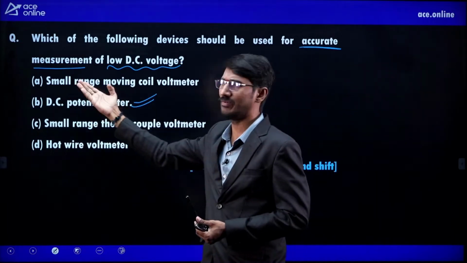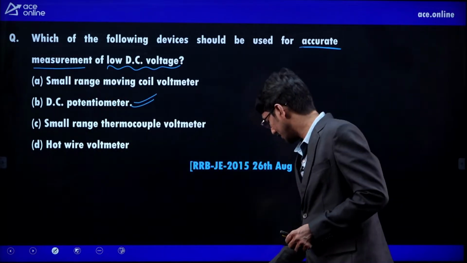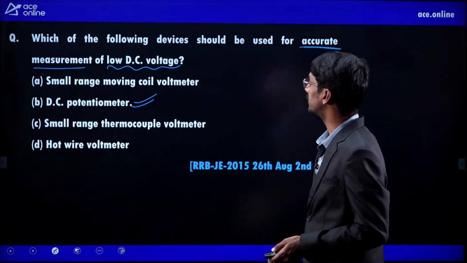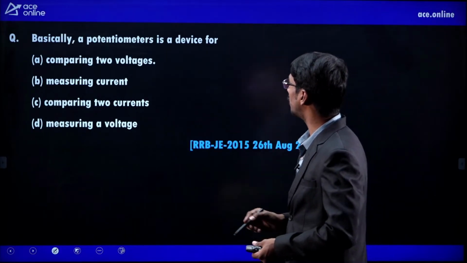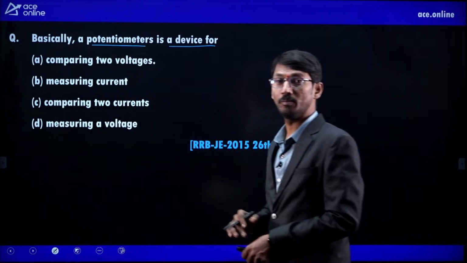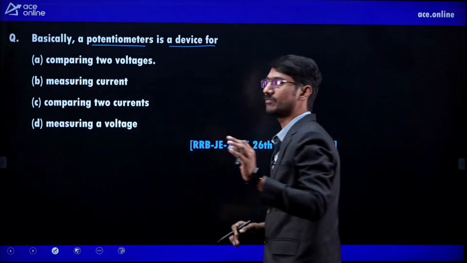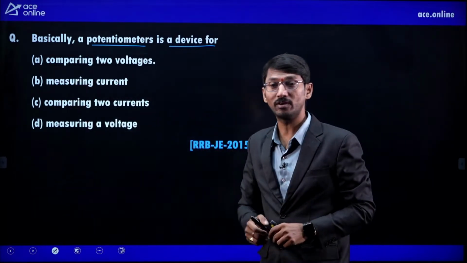If this is not given, obviously small range PMMC is the answer. Right, next one. Basically, potentiometer is a device for. Now tell me, basically the potentiometer is for which purpose? So in the potentiometer, what do we do?